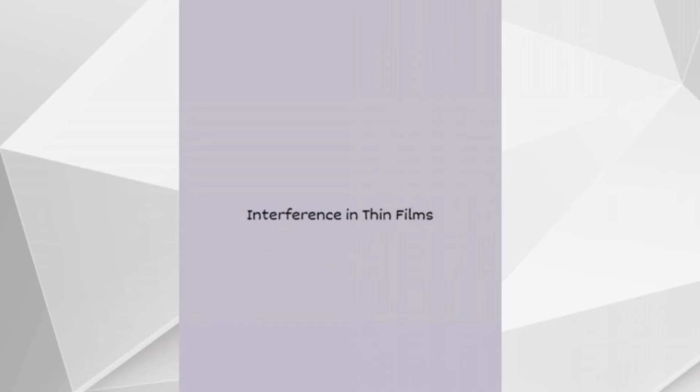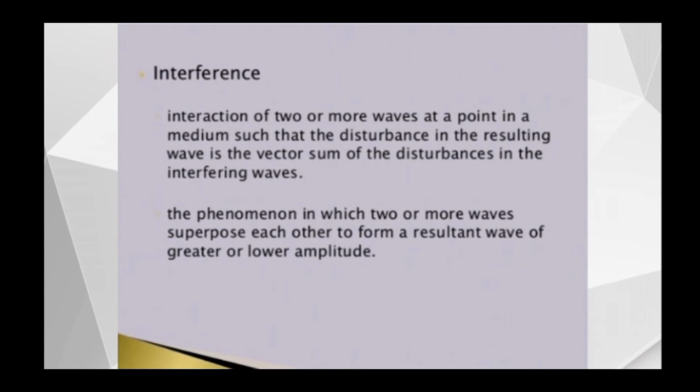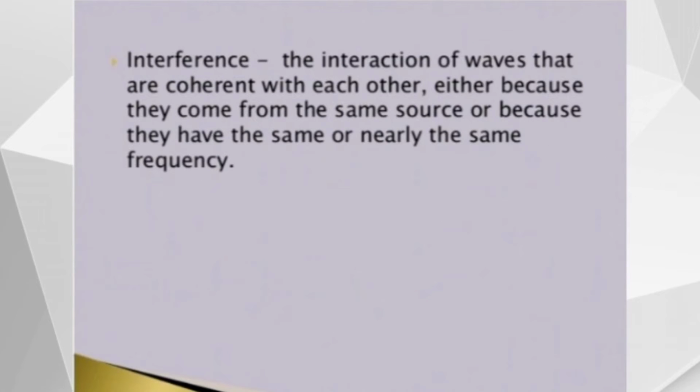Interference in thin films. Interference. It is an interaction of two or more waves at a point in a medium such that the disturbance in the resulting wave is the vector sum of the disturbances in the interfering waves. It is the phenomenon in which two or more waves superpose each other to form a resultant wave of greater or lower amplitude. It is the interaction of waves that are coherent with each other, either because they come from the same source or because they have the same or nearly the same frequency.